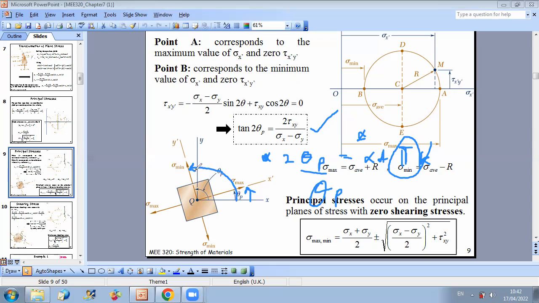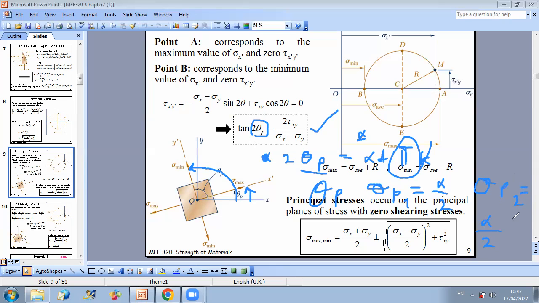Okay, so of course it's expected that because the 2 possible solutions of 2 theta p have a difference of angle of pi, then the 2 possible solutions for theta p will be, let's say, alpha over 2 for the first solution, theta p1, and theta p2 will be alpha over 2 plus pi over 2.